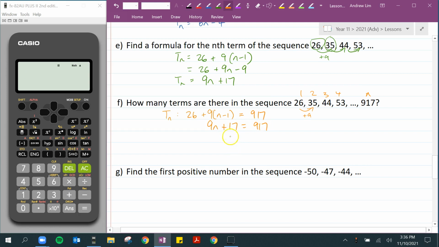So now this is a simple equation for us to solve. Take away 17 from both sides, divide both sides by 9, and we know that 917 is the 100th term. Therefore, how many terms are there? There must be 100 terms.